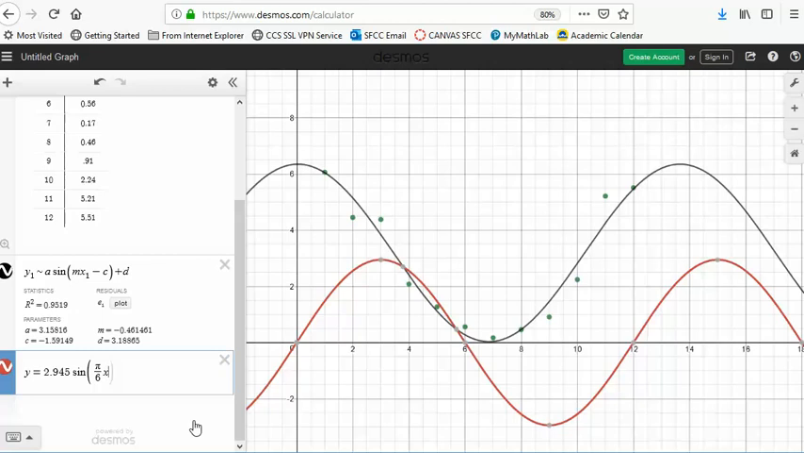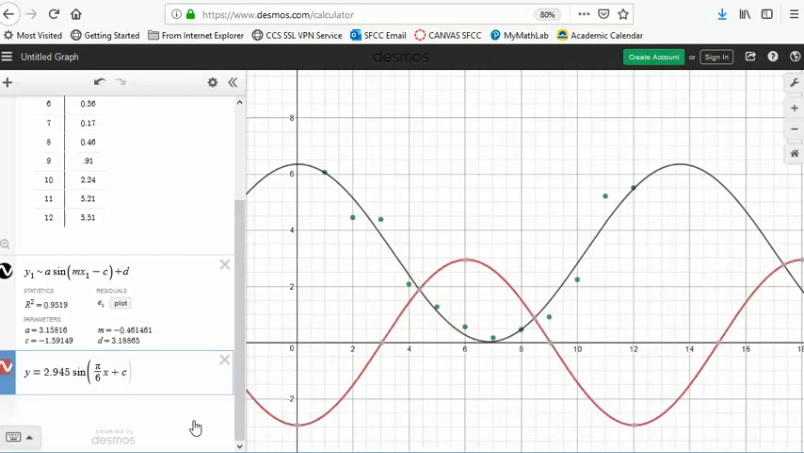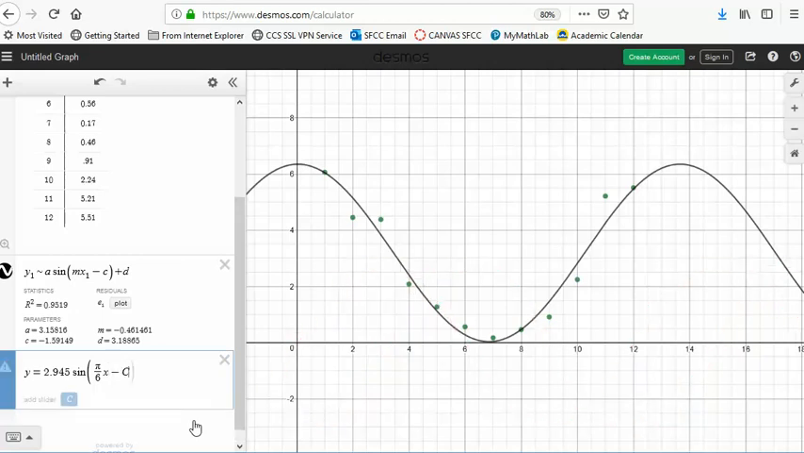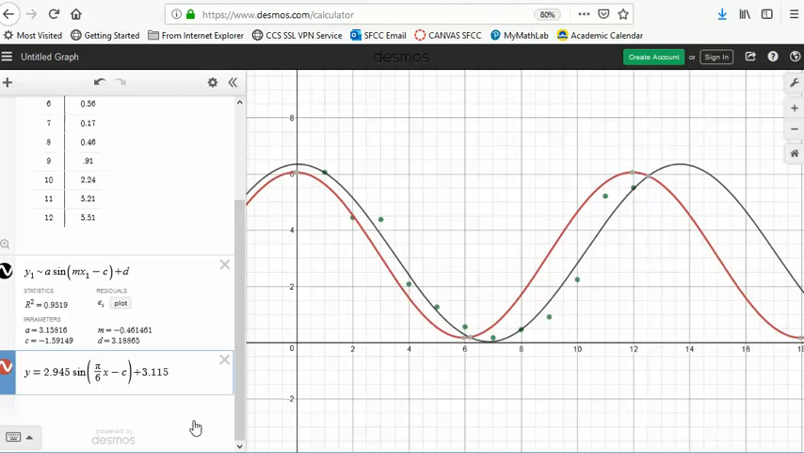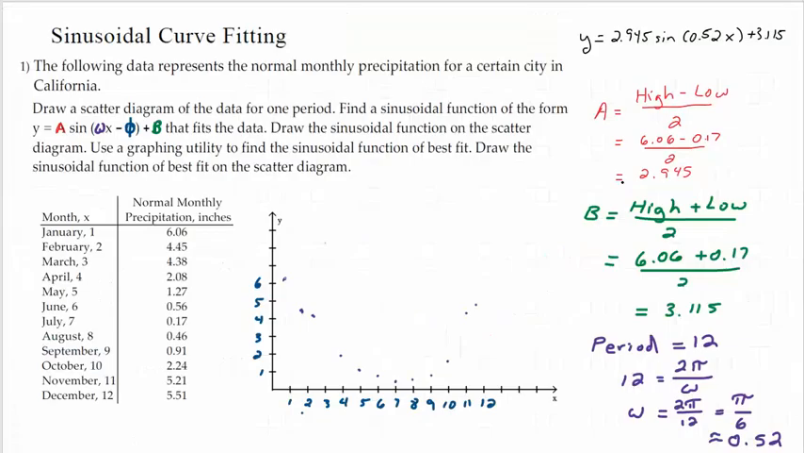And then I'm going to put in a slider, all right? I'm going to put in plus c, because we never figured out our phase shift. But we did, or minus c. Sorry, let's do minus c. And then we had our vertical shift was plus 3.115. So what I'm doing is I'm putting in these values over here, but then I'm putting a minus c for a slider, so we can move it around and get it to fit.